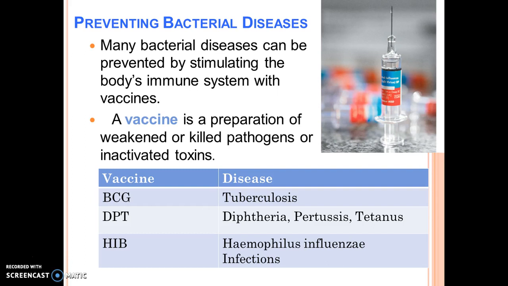How to prevent bacterial disease? Many bacterial diseases can be prevented by stimulating the body's immune system with vaccines. A vaccine is a preparation of weakened or killed pathogens or inactivated toxins. These are examples of vaccines: BCG vaccine for tuberculosis, DPT for diphtheria, pertussis, and tetanus, and HIB for Haemophilus influenzae infections.